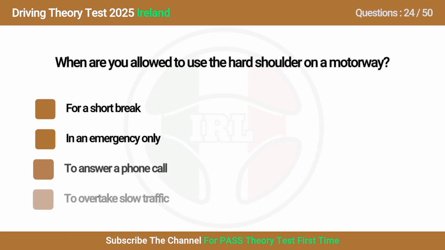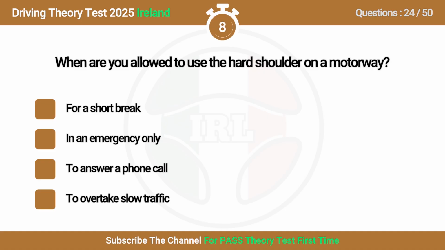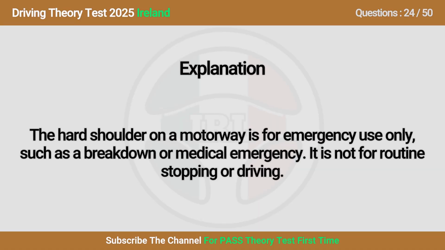Question 24. When are you allowed to use the hard shoulder on a motorway? A. For a short break. B. In an emergency only. C. To answer a phone call. D. To overtake slow traffic. Answer is B. In an emergency only. The hard shoulder on a motorway is for emergency use only, such as a breakdown or medical emergency. It is not for routine stopping or driving.